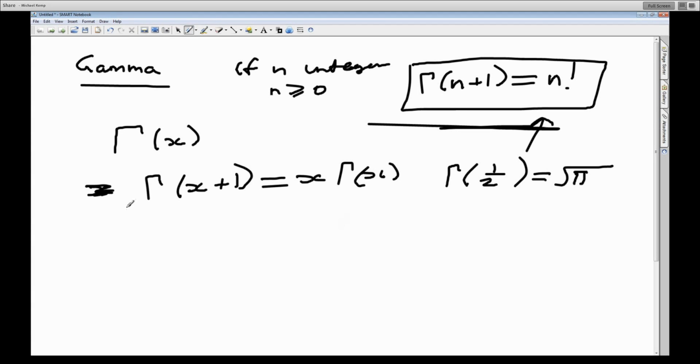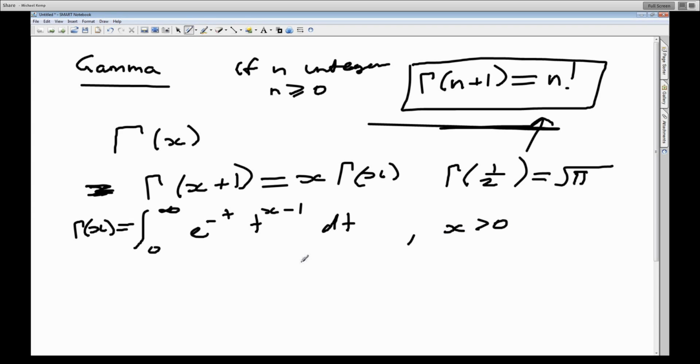Okay, well, how is it actually defined? So it's really defined in a few different ways. It's easy to define it as an integral. So the integral from 0 to infinity of e to the minus t, t to the x minus 1 dt. Now, this particular definition only works if x is positive. Now, you can define the gamma function for negative x's, just using this relationship at the top here. It doesn't work for negative integers. Otherwise, it's fine. So that's the main definition.